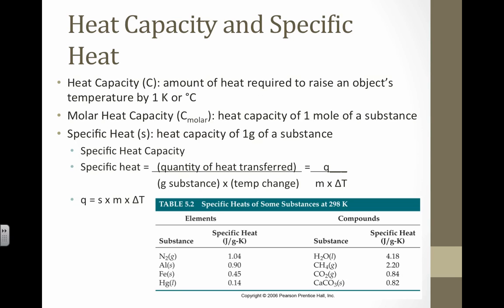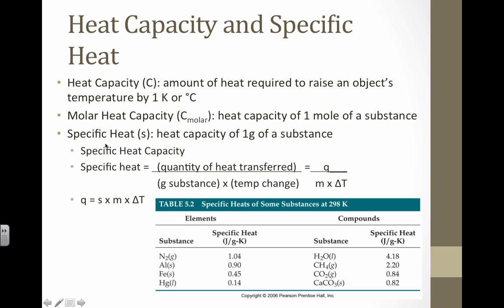Heat capacity and specific heat are aspects of calorimetry that you're going to need to know. Heat capacity is basically the amount of energy it takes to raise an object's temperature by 1 degree Celsius or 1 Kelvin. Notice that there's no limit in terms of how heavy or what the mass of the object is, which can be a consideration, which we'll talk about in a little bit.